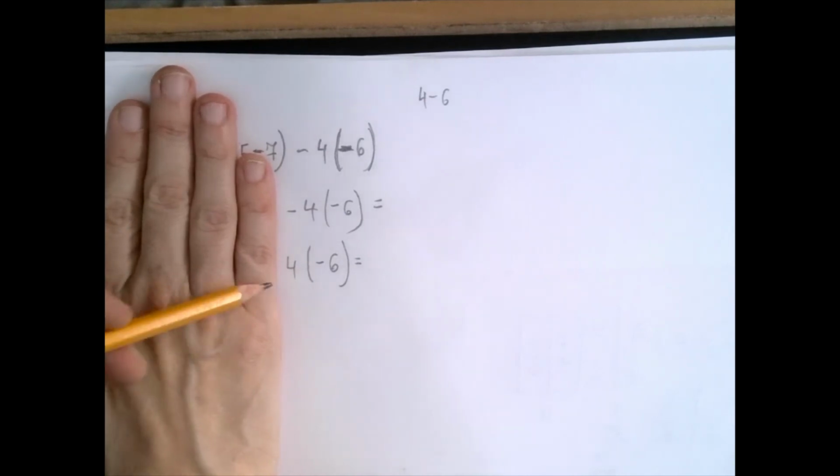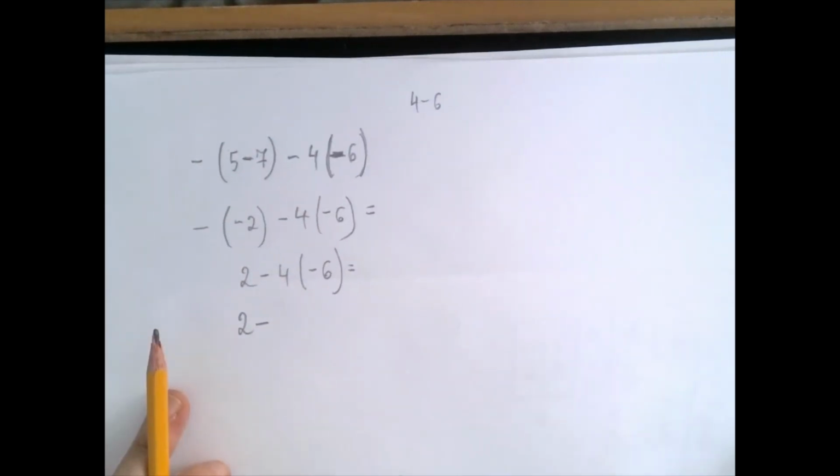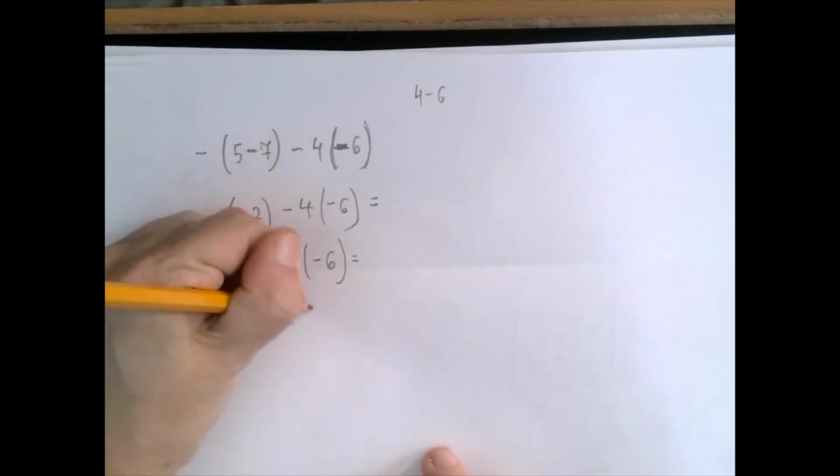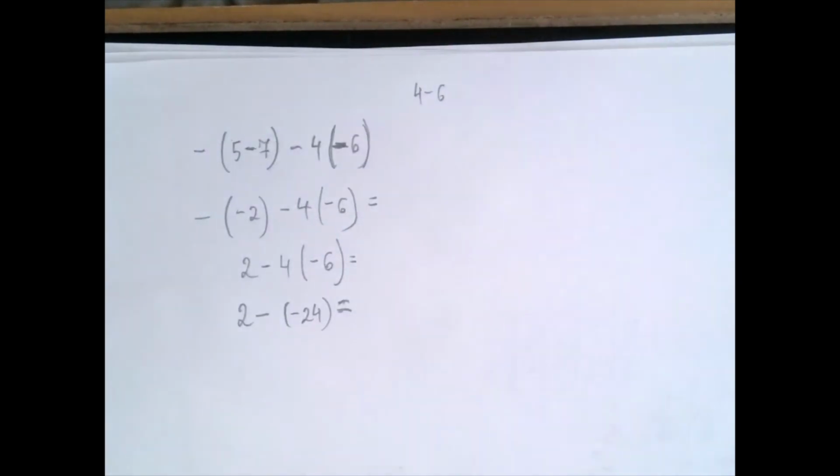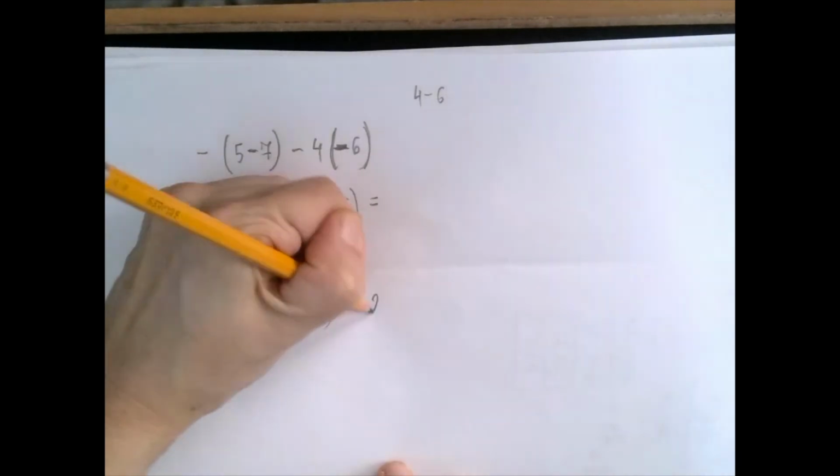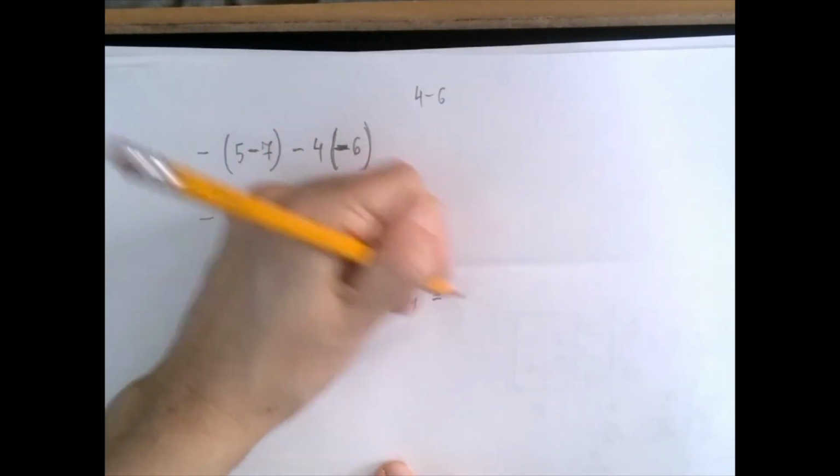So what are we subtracting? We're subtracting 4 times negative 6. That's negative 24. And then, of course, to subtract is to add the opposite. That is 2 plus 24, which is 26.